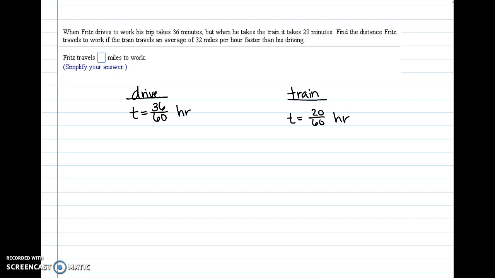We want the distance that he travels to work if the train is an average of 32 miles per hour faster than his driving. So when he drives, let's just call his speed D for driving. But when he takes the train, he goes not 32 miles an hour, period, but 32 miles an hour faster, which means whatever his driving speed is plus 32. So again, distance equals rate times time. So we have 36/60 times D equals 20/60 times (32 plus his driving speed).